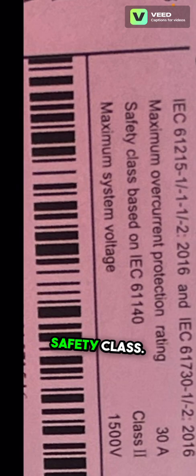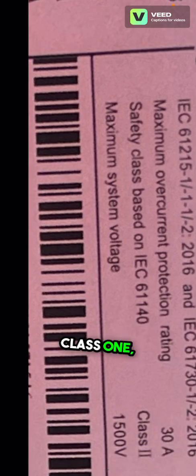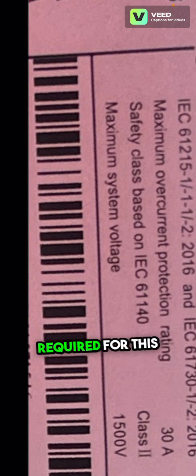And next one is safety class. Safety class is like class 1, class 2. There are 3 more classes available. Here it is mentioned class 2. This panel comes under class 2 safety, which means it has double insulation and very high electrical safety. So extra earthing at the module level is not required. Additional module earthing not required for this panel.